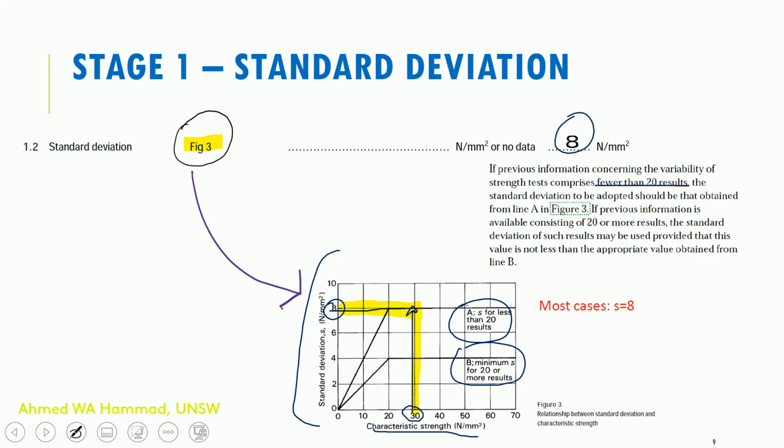So in step 1.2, we've determined the standard deviation. Now this is going to be important, because it will enable us to compute the target mean strength, so the eventual strength that we need to target in the manufacturing plant.